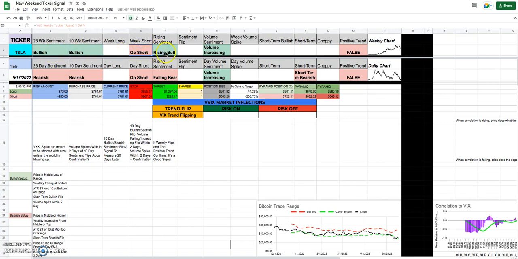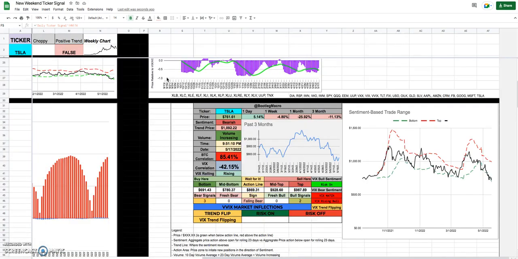It's giving a go short signal, which I would expect. It's got rising bull. Daily is bearish, go short, falling bear. Let's look at this range. It could go all the way down to under $700, which it's getting there. All the way back up. I could very easily foresee up to 1,000.